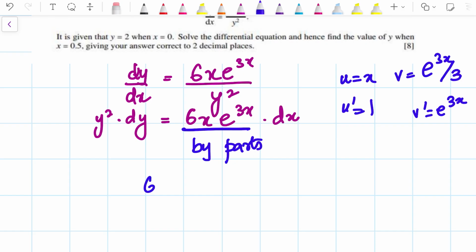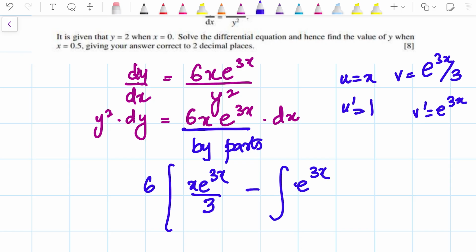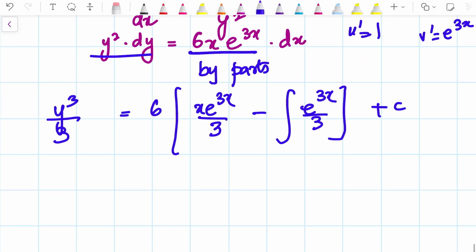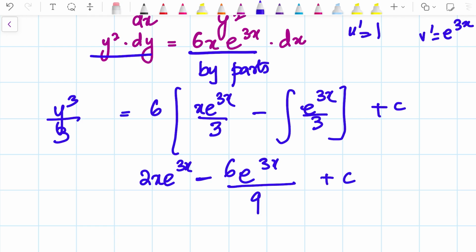u v, 6 I'm taking common out. u v minus integral of u bar v. Integrate this, y cube divided by 3 plus c on the right hand side. 2x e to the power 3x minus e to the power 3x upon 3 into 3, 9.